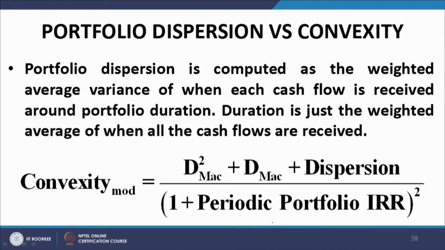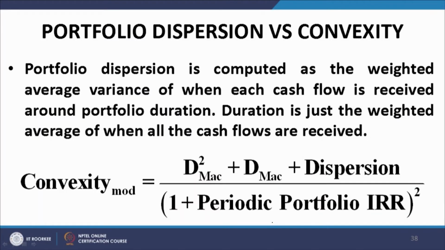Portfolio dispersion. Now, this is another term which we have not encountered as yet, but which is very relevant when we talk about portfolio management. This basically talks about the variability. It is a measure of the variability of cash flows emanating from a bond portfolio. How do we define it? Portfolio dispersion is computed as the weighted average variance of when each cash flow is received around portfolio duration. Variance of what? Variance of time.